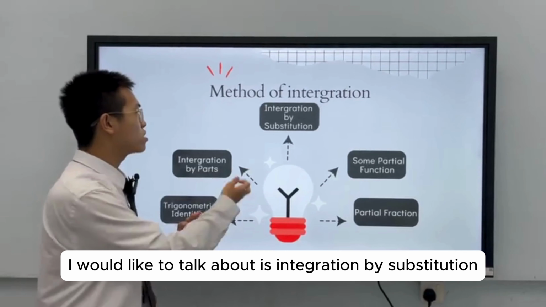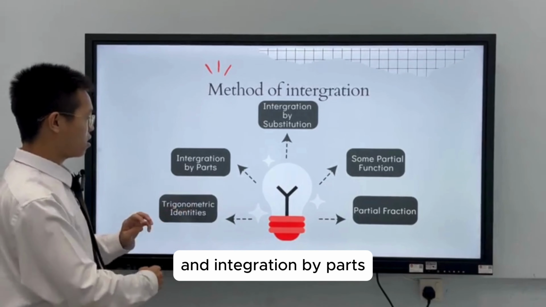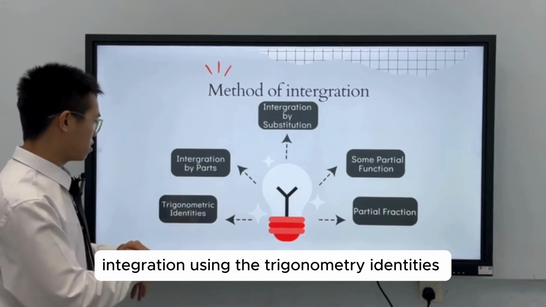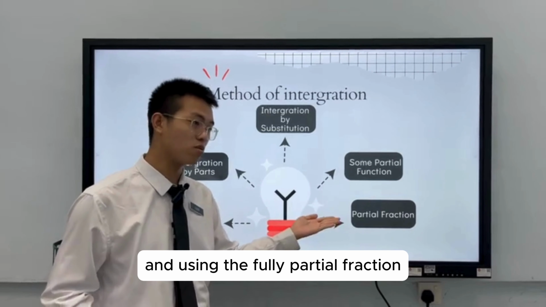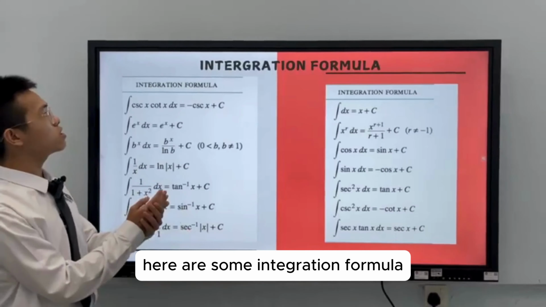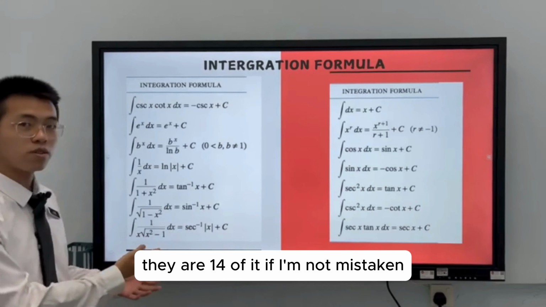Next, here we have some of the methods for integration. The first one I would like to talk about is integration by substitution, then integration by parts, integration using the trigonometric identities, and integration using partial fractions. Here are some integration formulas. There are 14 of them, if I'm not mistaken. I will use some examples with these formulas to explain how they work.